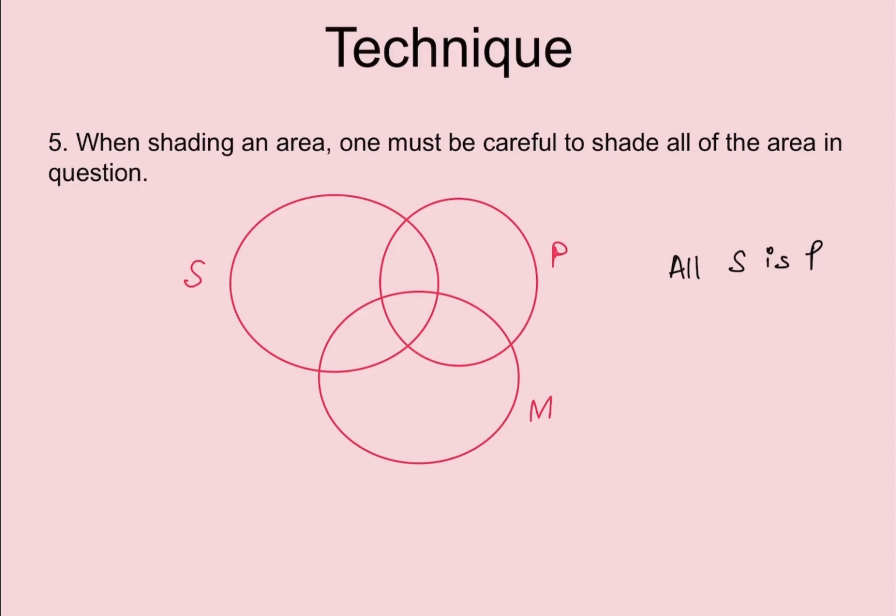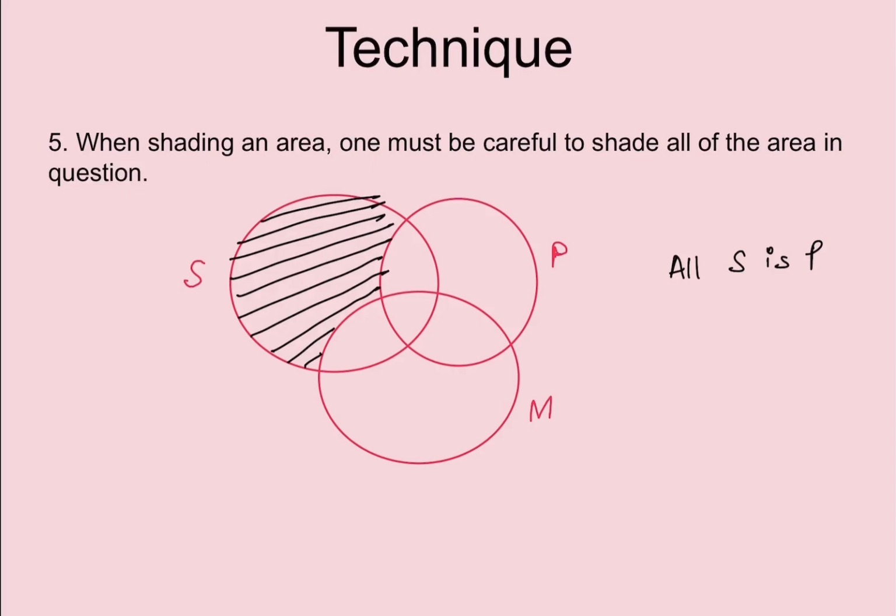Now all S is P. So again यहाँ पे we have to shade this whole area. So अगर आप ऐसे करते हो shading, so this is wrong. So this part, you have to see S and P. So ये वाला पूरा part is also part of S. So आपको पूरा shade करना होगा.